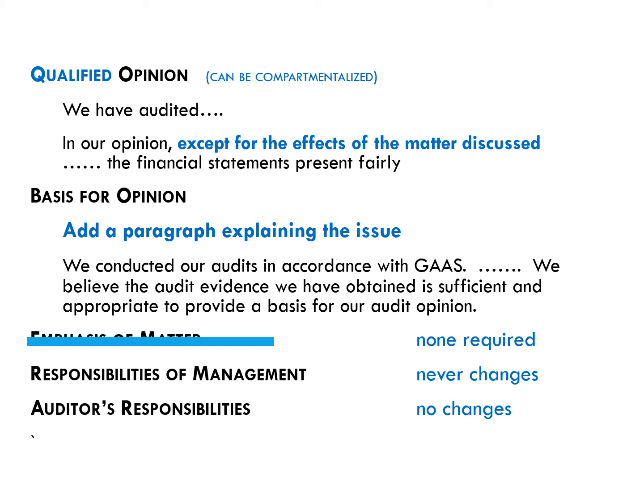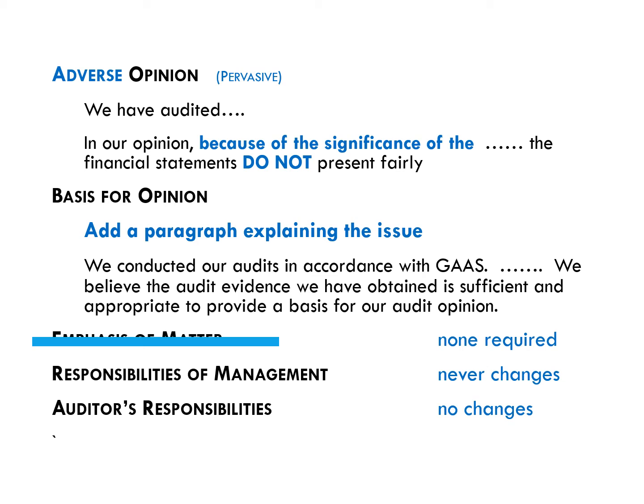I'm going to add a paragraph to the basis for opinion section explaining the misstatement. I'll have my standard paragraph: we conducted an audit in accordance with generally accepted auditing standards, and we believe our evidence is sufficient and appropriate. We'll have that standard paragraph as part of our basis for opinion section. In this situation, we do not need an emphasis of matter paragraph. The responsibilities of management paragraph never changes, and in this instance, we don't need to make any changes to the auditor's responsibilities section.